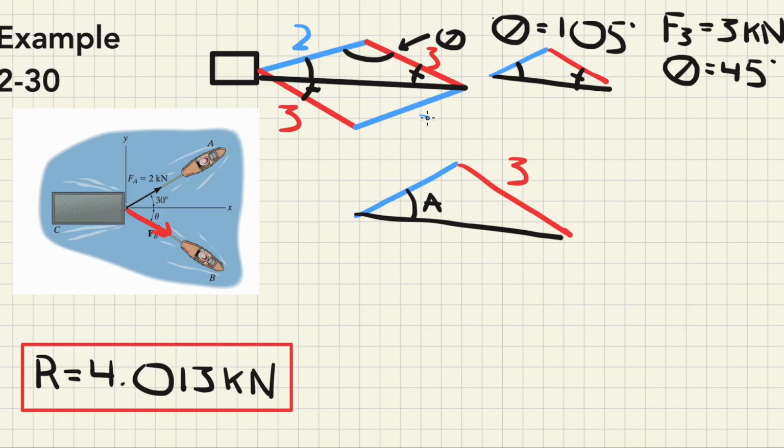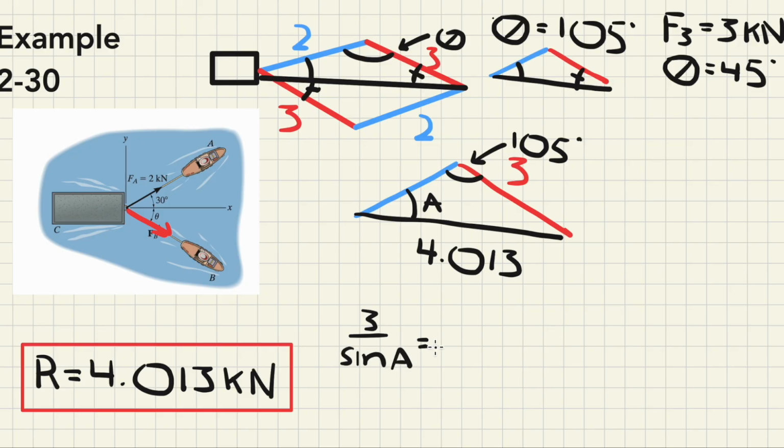Same thing here. So this one's 2 and this one's 2. And we know that this resultant force that we just got right here, this one is 4.013. And we know its angle, which is 105 degrees. So we're going to set it up same way as we did before, where we have 3 over the sine of the unknown alpha is equal to the resultant force over the sine of its opposite angle, which is sine of 105.